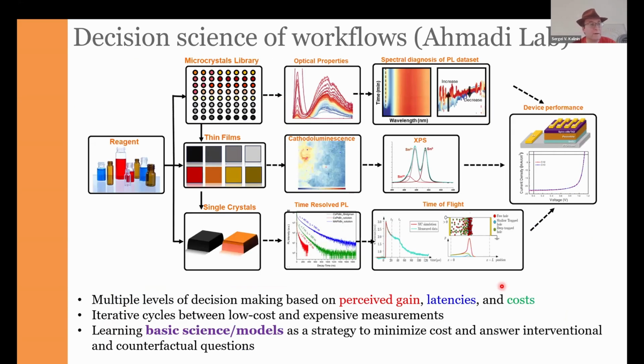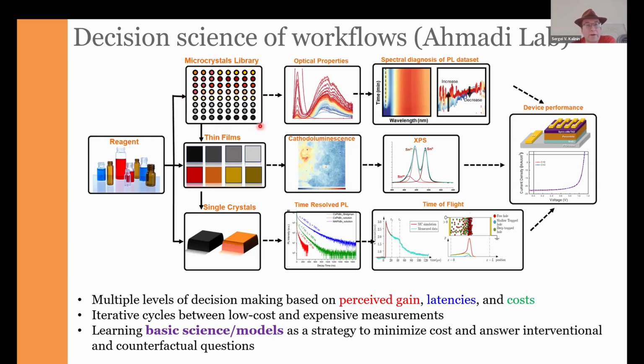But the interesting thing is that this Bayesian optimization is only a very small part of how real science works. So for example, if I look at the lab working on the hybrid perovskite synthesis, the chain of decisions here is much more complicated. You start with some reagents, you can use them to make microcrystal libraries and study optical properties or time-dependent PL measurements. You can make films, study cathodoluminescence, XPS, and make devices, or even make crystals. So some of these decisions, for example, navigating the composition space using microcrystal libraries, are well available to Bayesian optimization.